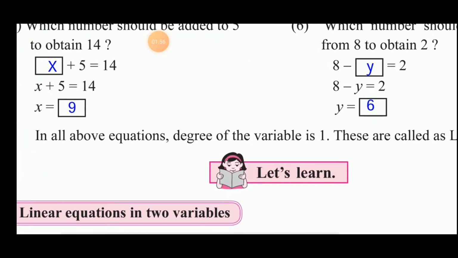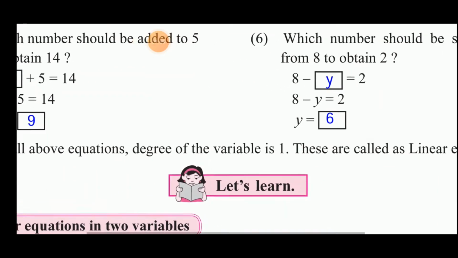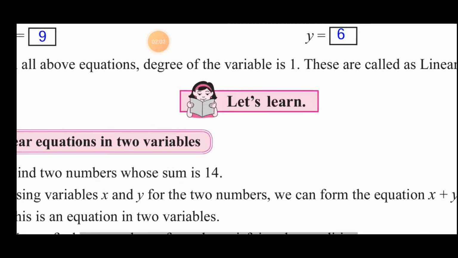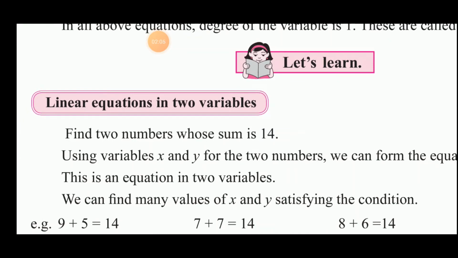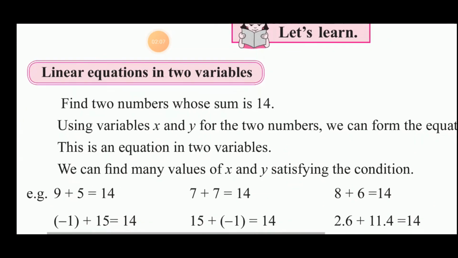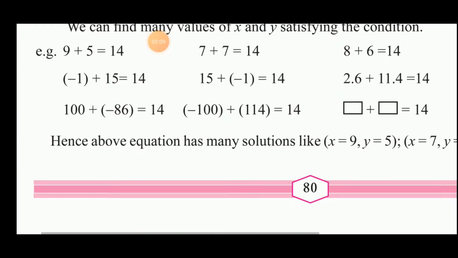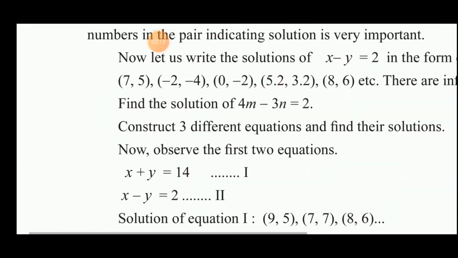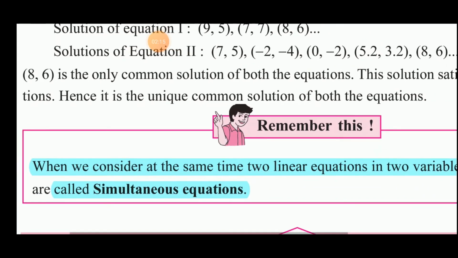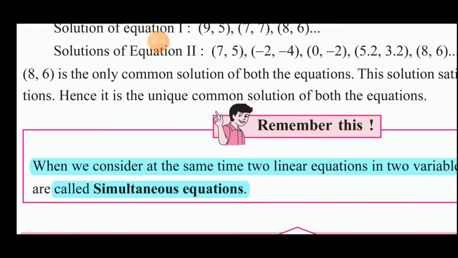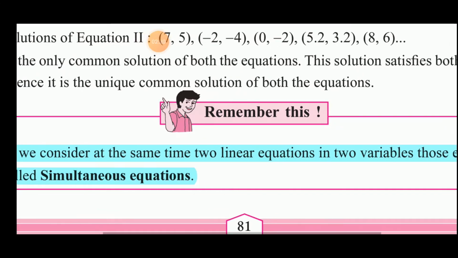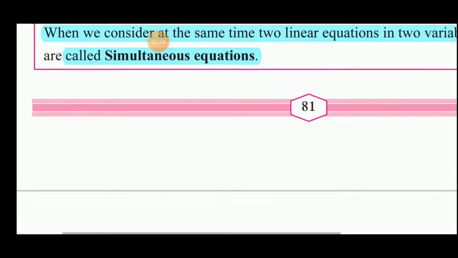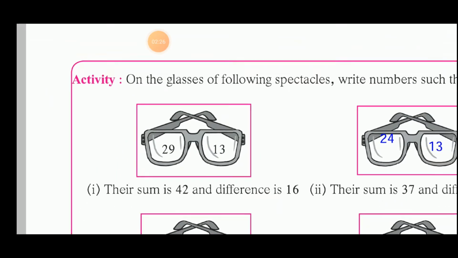So, in all the above equations what we see, degree of the variable is 1. Such equations are called linear equations. Now, let us consider these linear equations in two variables. When we consider at the same time two linear equations in two variables, those equations are called simultaneous equations.